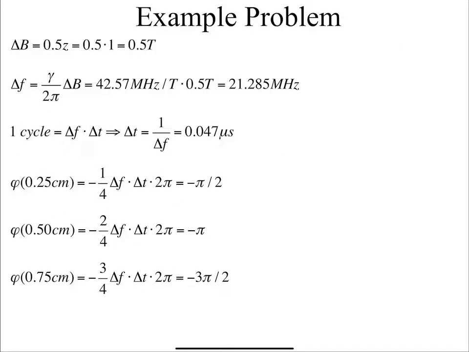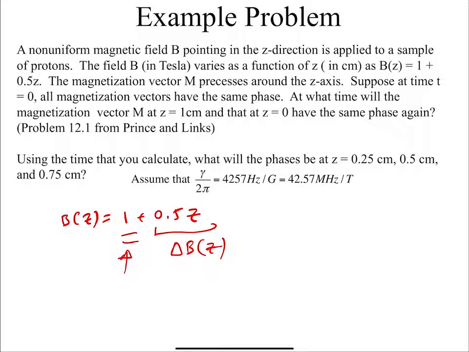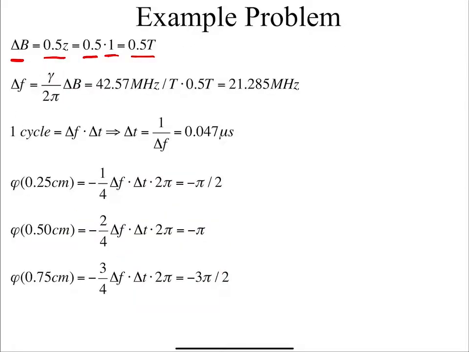So this delta B is equal to 0.5 z, which is 0.5 times 1, so it's 0.5 Tesla. Because we're asked to look at z at 1 centimeter, and the function is a function of centimeters. So we know that the difference between these two spins is half a Tesla, which is a huge magnetic field to have as a difference in spins over half a centimeter. There's really no gradient in the world that does that, but for this problem, we've set it up that way.